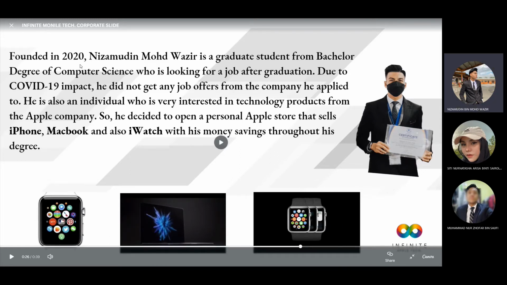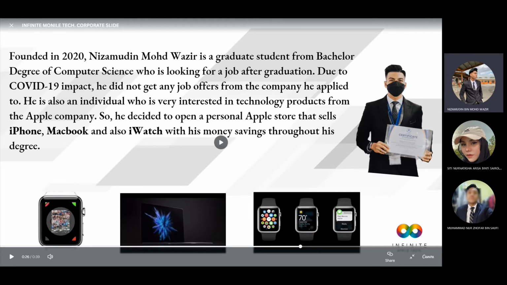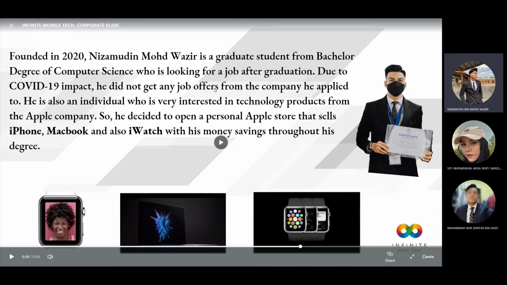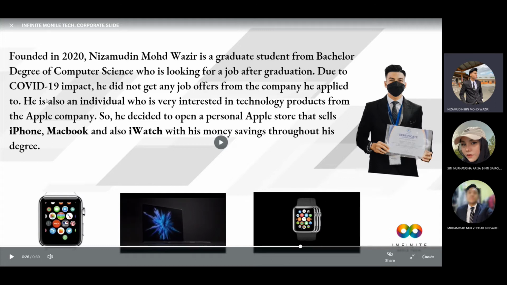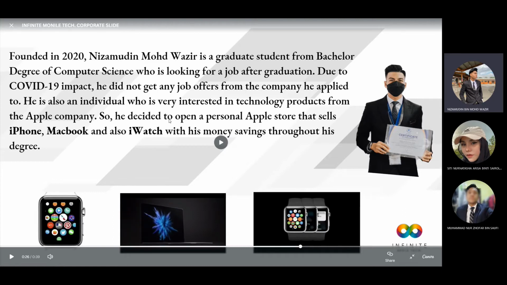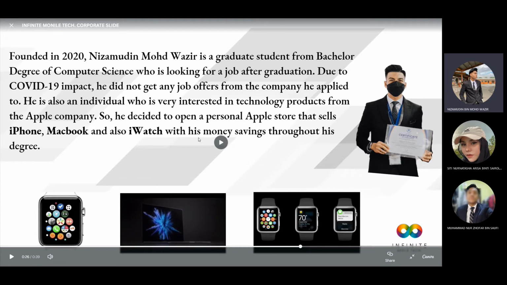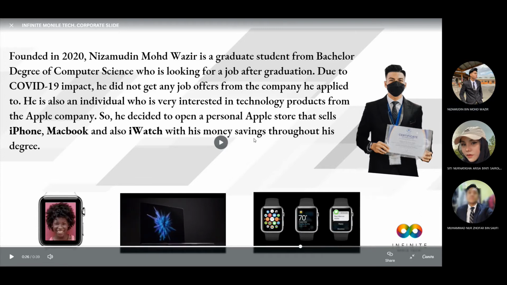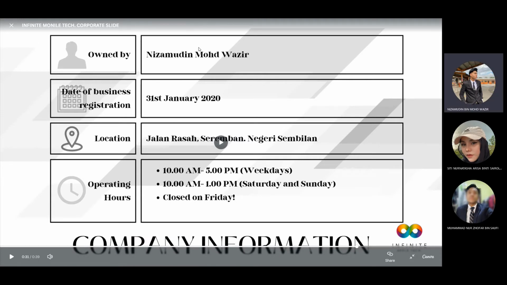Zamuddin Muazzin is a graduate of a Bachelor Degree in Computer Science who was looking for a job after graduation. Due to the COVID-19 impact, he did not get any job offer from the companies he applied to. He is also very interested in technology products from Apple. So he decided to open a personal Apple store selling iPhone, MacBook, and iWatch, with his savings from throughout his degree. The company is owned by Zamuddin Muazzin, the business registration date is 31st January 2022, and it is located at Jalan Rasa, Seremban, Negeri Sembilan.